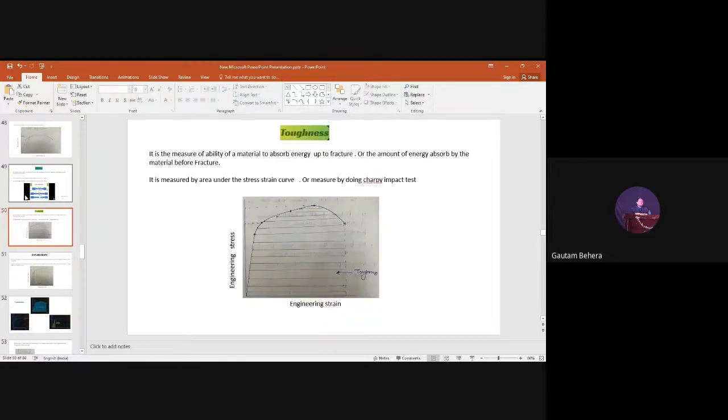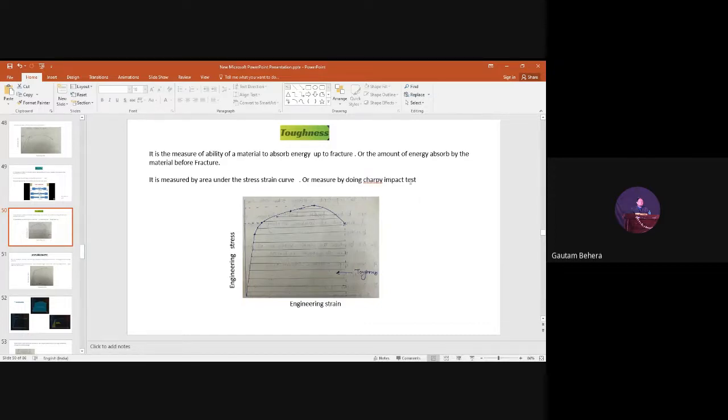Okay, fine. There is another very interesting property, toughness. Toughness can also be obtained from an engineering stress versus engineering strain curve, right? The area under the whole stress strain curve will give you the toughness value. So the more the area, the more the toughness. The less the area, the less the toughness, right? The definition is, it is the measure of the ability of a material to absorb energy up to fracture, or the amount of energy absorbed by the material before fracture, right?